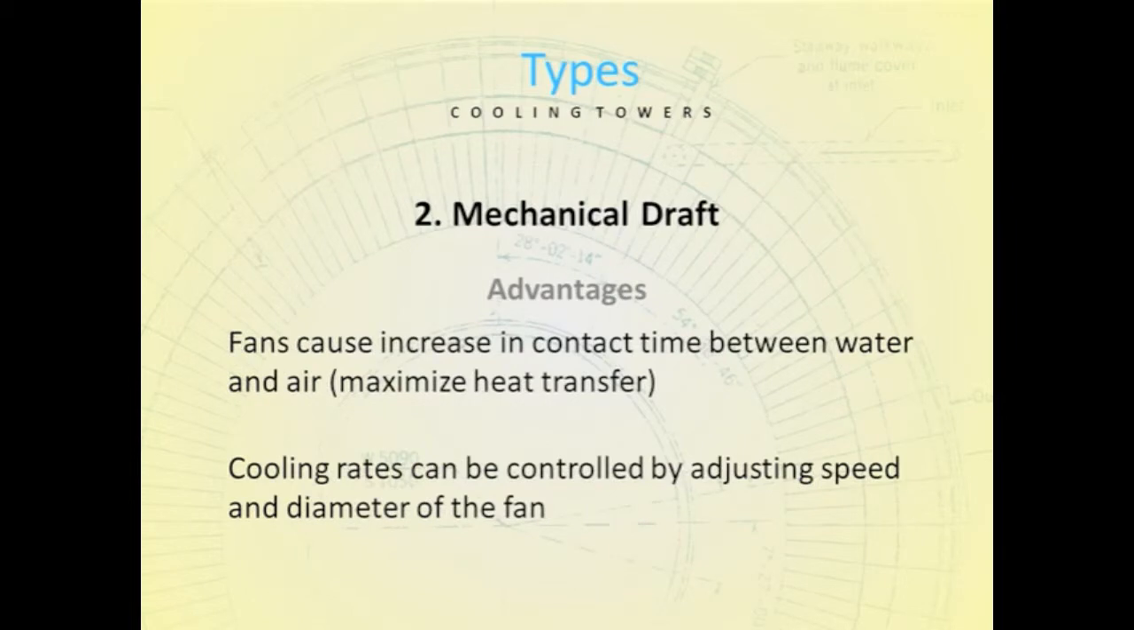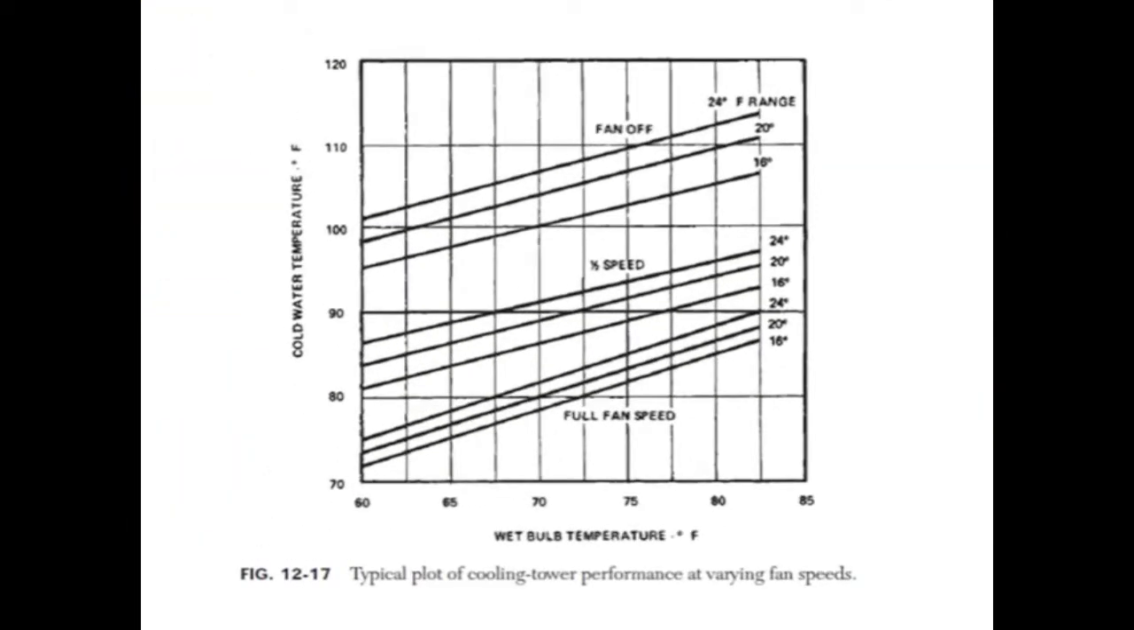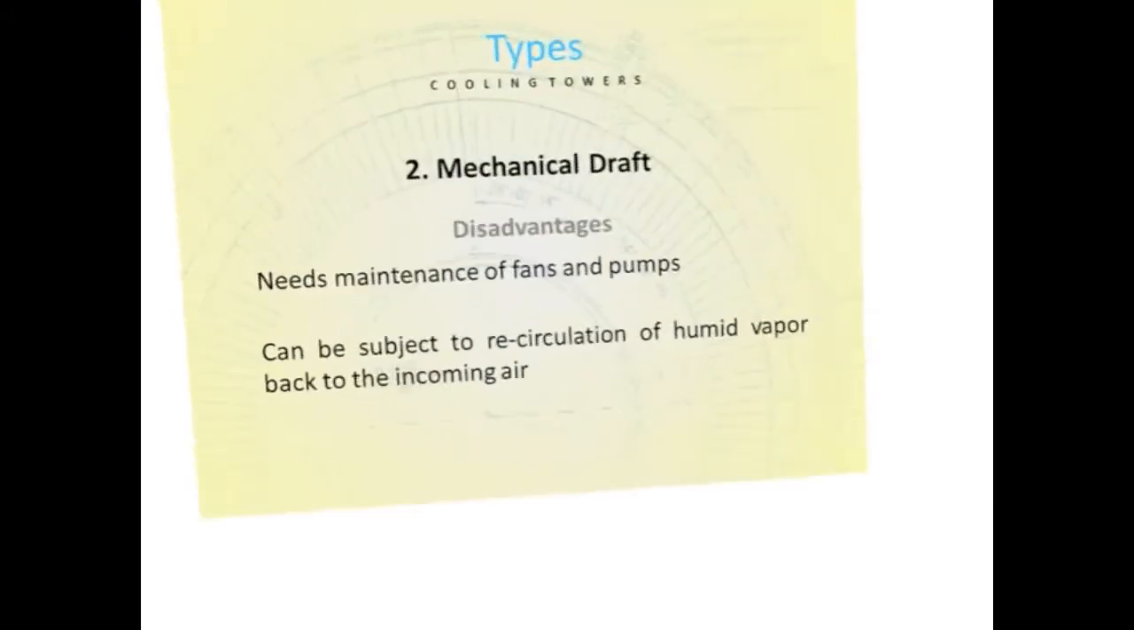Fans cause an increase in contact time between water and air to maximize heat transfer, and cooling rates can be controlled by adjusting fan speed and diameter of the fan. This illustration from Berry illustrates the different capacities at different fan speeds and diameters.